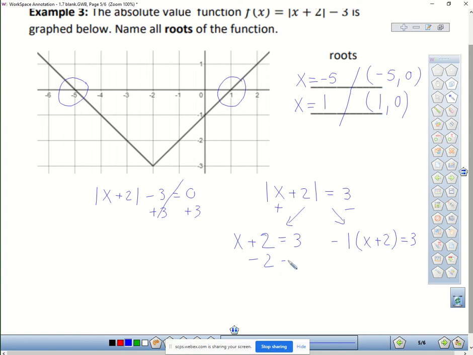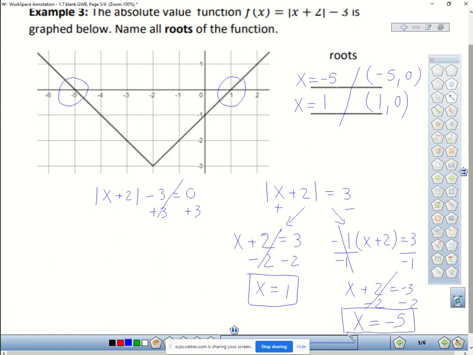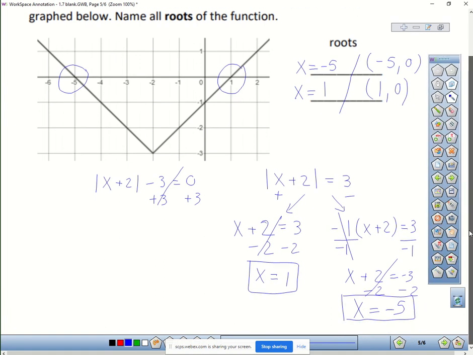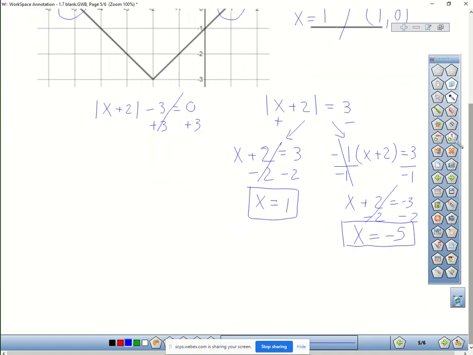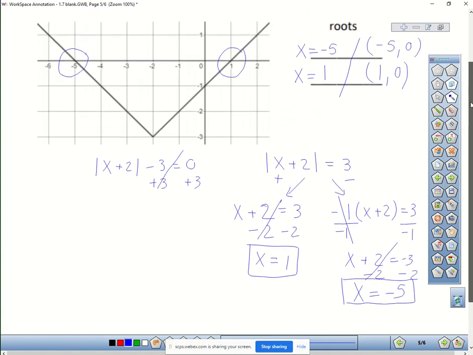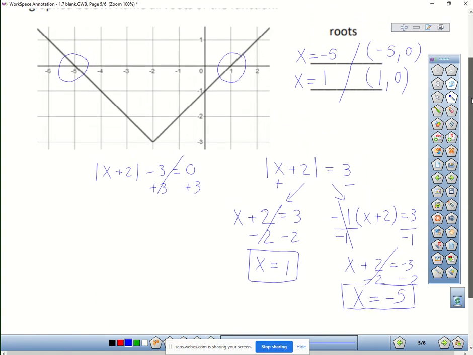And then we would solve here, and I get x equals 1. And then over here, I'm going to divide both sides by negative 1. And I get x equals negative 5. So do these answers look correct based on the graph? Good. So I just wanted to show you that to understand that you can find and check your answers algebraically when you're given a graph.